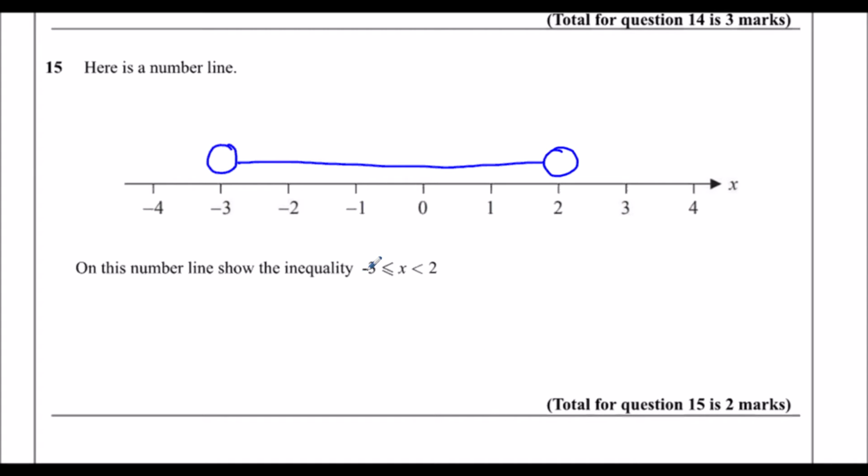And it can equal -3. So what we do is we colour that one in to show that it can equal that. So this says that it can equal -3 and it can't equal 2, but it can be anything in between them.